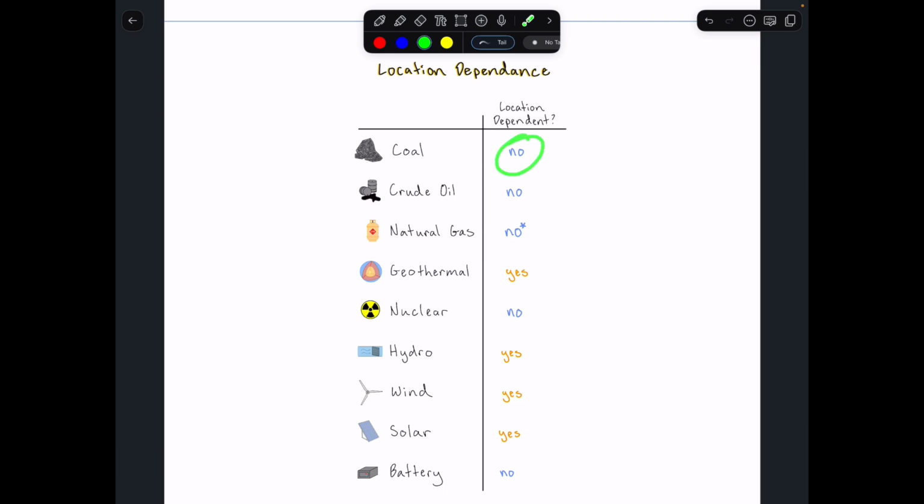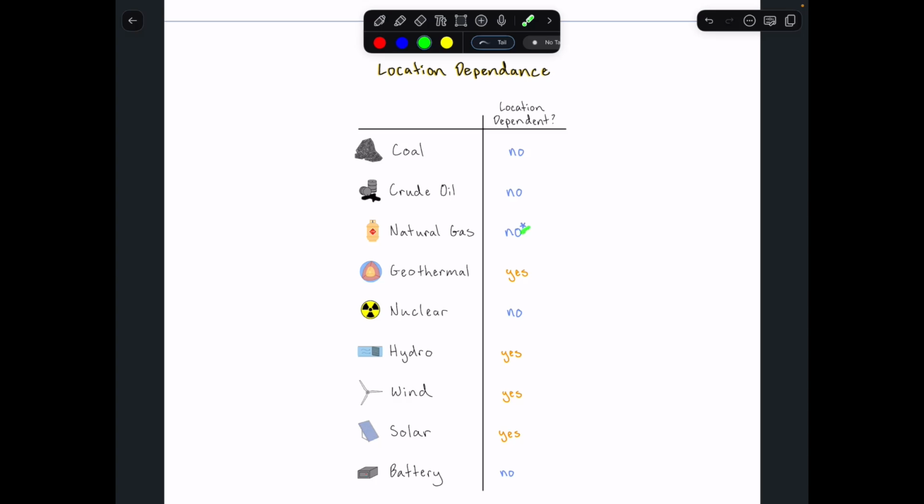So the build out of coal-fired power plants, they are not location dependent. It is pretty easy to transport coal into most locations around the world. So coal-fired power plants can be built out pretty much anywhere. Same with crude oil, the combustion turbines used with certain crude oil products. They can pretty much be built out anywhere, and trucks can bring out the fuel to the site. So pretty flexible.